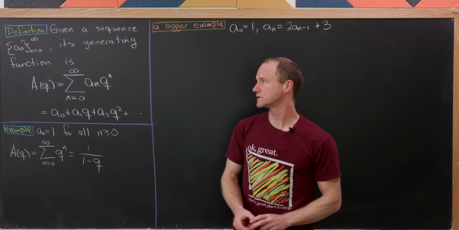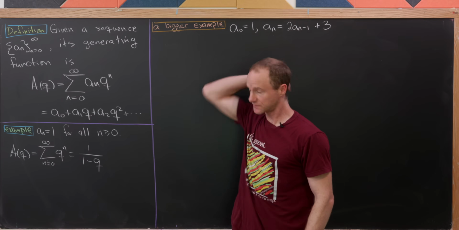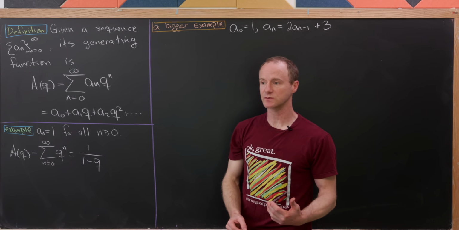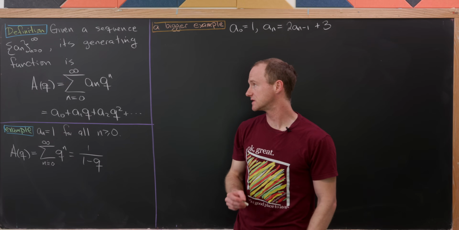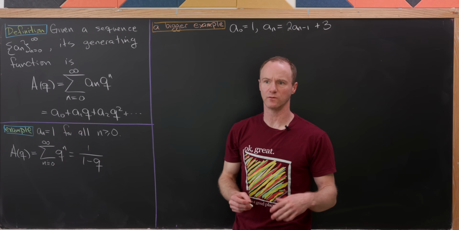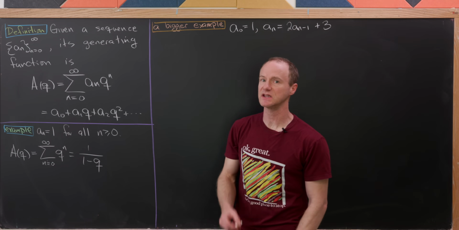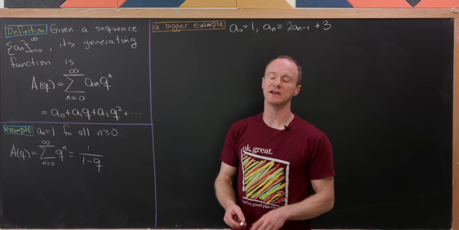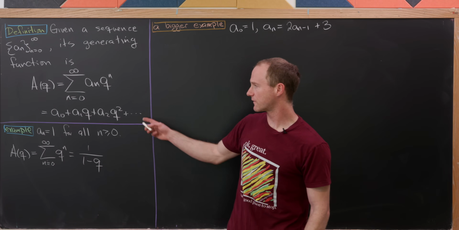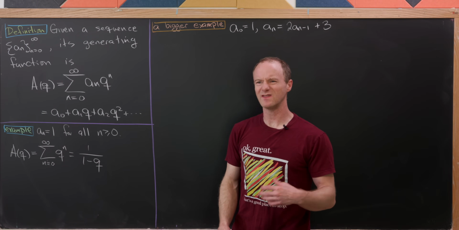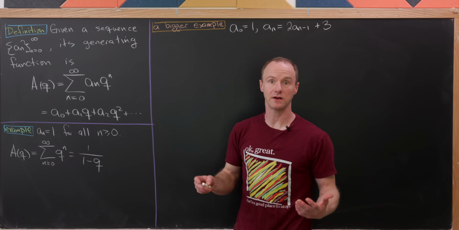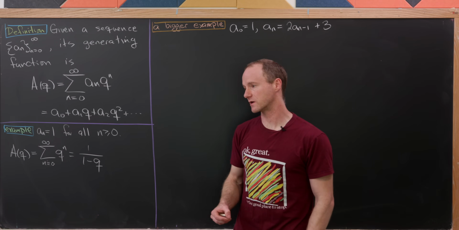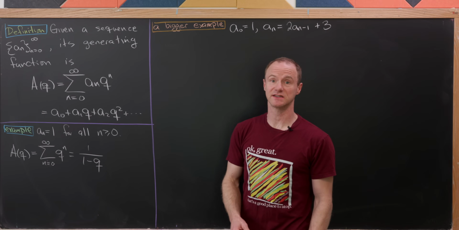Given a sequence of numbers, which I'll call a sub n, indexed for n between 0 and infinity, the generating function for this sequence is simply a power series where the coefficients of whatever variable you're using are the entries from the sequence. In other words, a of q is equal to the sum as n goes from 0 to infinity of a sub n times q to the n. Here are the first couple of terms. Since our main goal is to look at partition type identities, we're using q as our formal variable because that's standard in this setting.